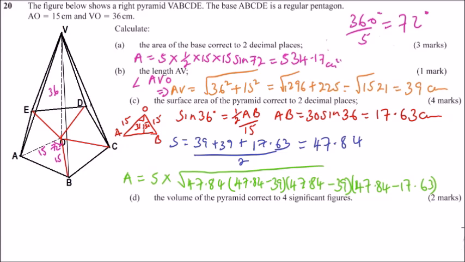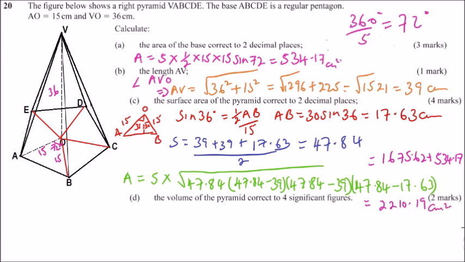Because of space, you just use your calculator and you should be able to get 1675.62. Then you add the area of the base, which we got as 534.17. So the total area you get is 2210.19. You just need to use your calculator, and this is centimeter squared.